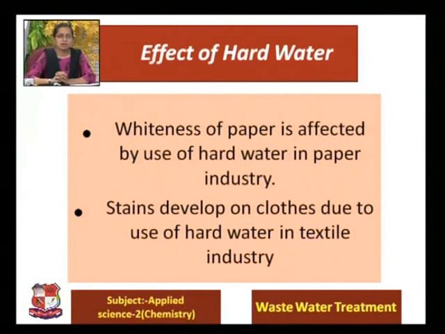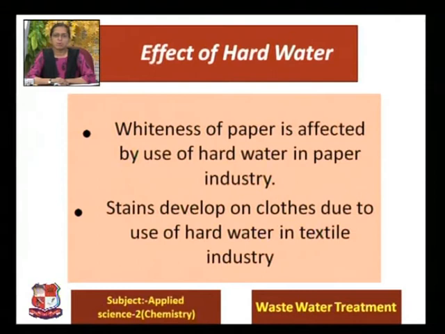Now let us try to understand the effect of hard water. We are using water in industries and for domestic purposes, but it is very necessary for industry to take care of the water used, because certain pH water is needed there. Otherwise, the desired product may not be obtained. If hard water is used in industries like textile and sugar, what problems can occur? We are going to see. Now, whiteness of paper is affected by use of hard water in the paper industry.